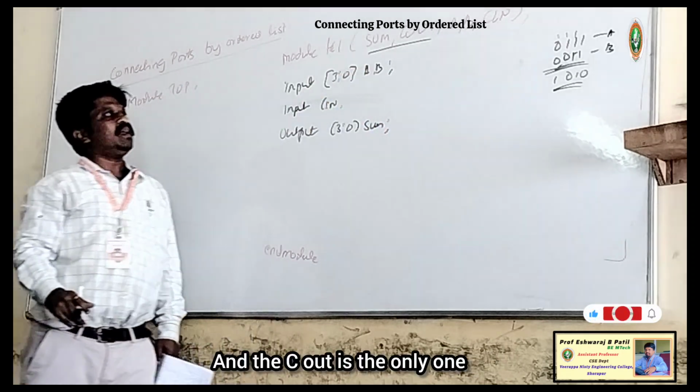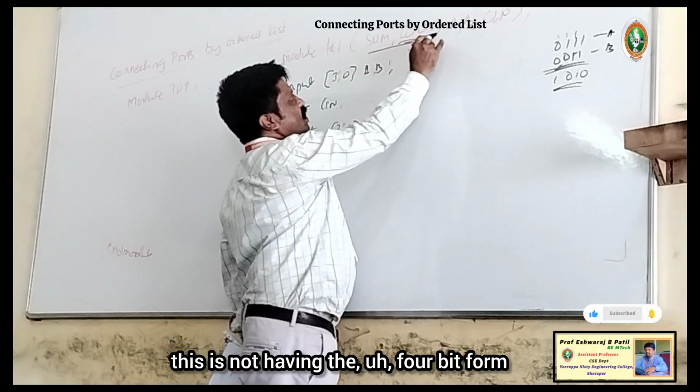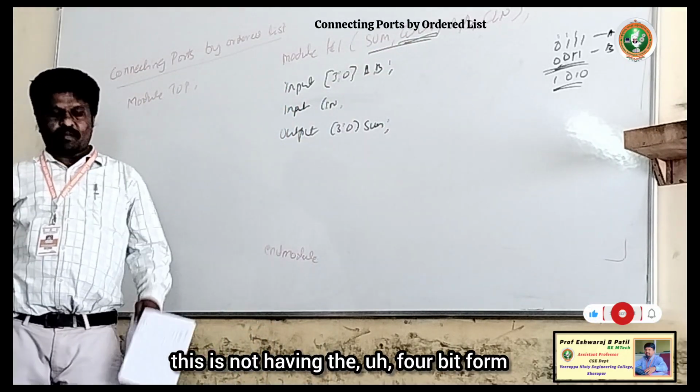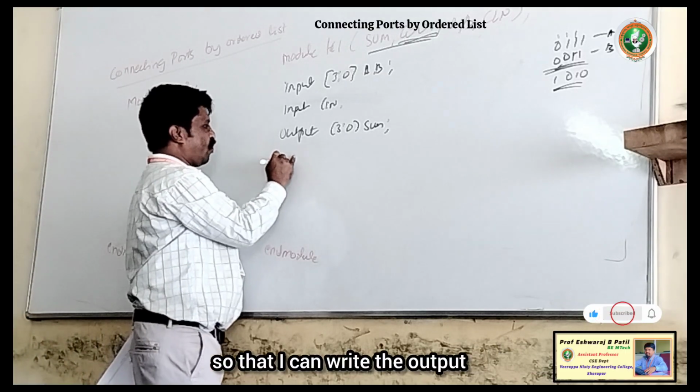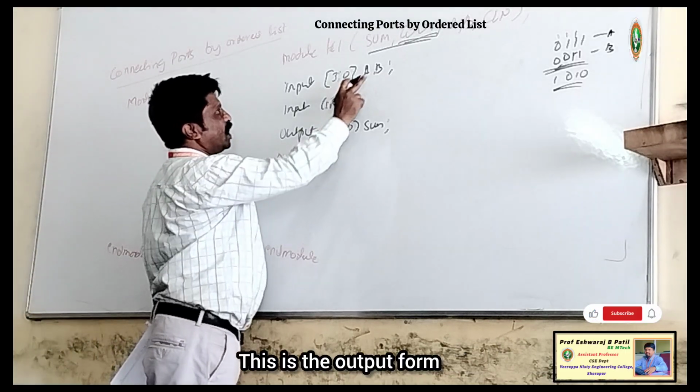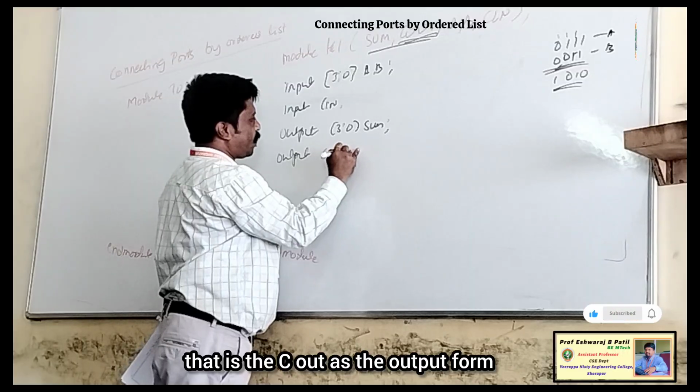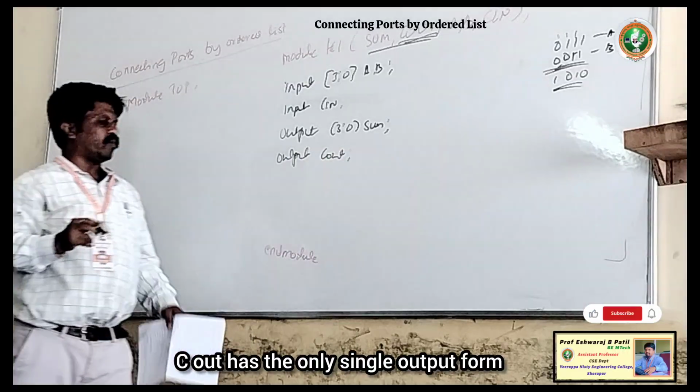And the COT is only one bit. It does not have the 4-bit form, so I can write it as an output form. COT has only a single output form.